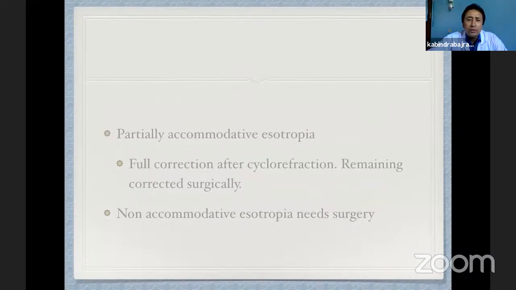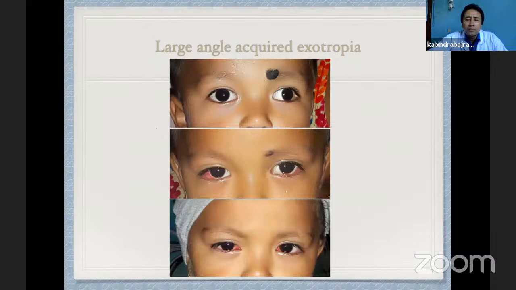In case of partially accommodative esotropia, full correction is given after cycloplegic refraction and the remaining part is corrected surgically. In case of non-accommodative esotropia, it needs surgery. This is one of the children who visited our OPD with a large angle of esotropia, around 80-90 prism diopters. The first step surgery was bilateral recession, a large 9 mm recession in both eyes, and even with that the patient was not corrected. So after 3 months, again operated with bimedial resection, and the eyes are finally aligned.